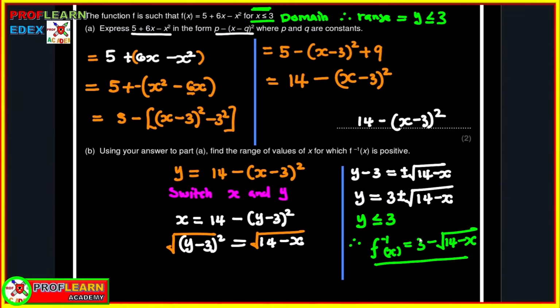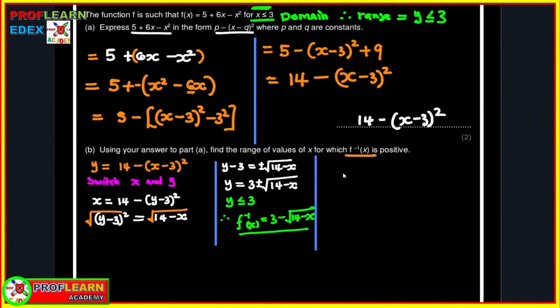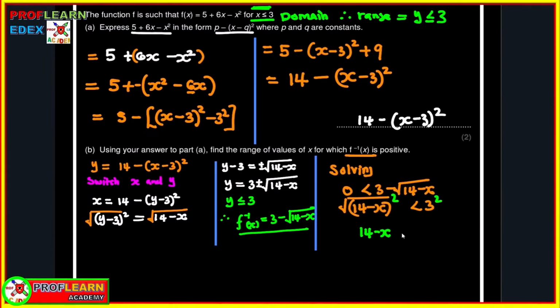Okay, now this is the inverse function, but remember we are told where the inverse function is positive. The inverse function will be positive if 3 minus root 14 minus x is greater than 0 and x is less than 14. So we need to write that so that we can work it out. For it to be positive, we need to say that 3 minus root 14 minus x is going to be greater than 0. So we can solve for x like that, and we end up having that.